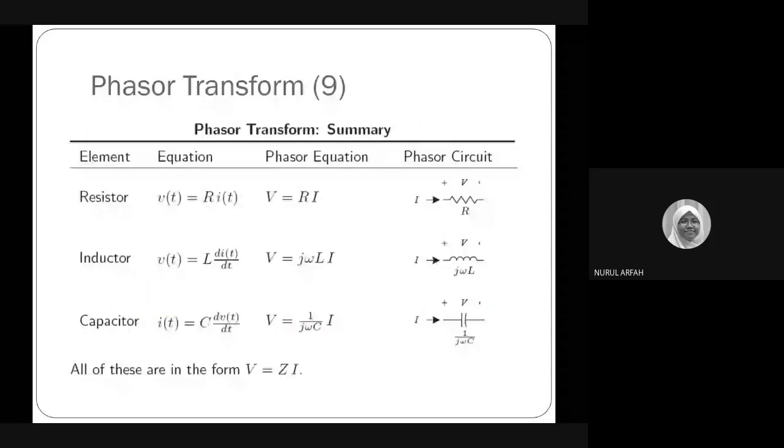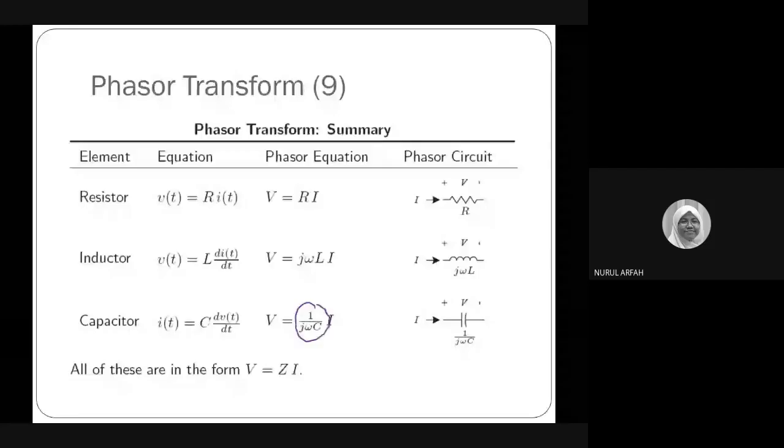Something like this. But I don't like it to be written as 1/j omega C. So how do you write this in terms of the negative part? What is the equation for the capacitor? Negative j omega C? Or negative j divided by omega C? Which one?